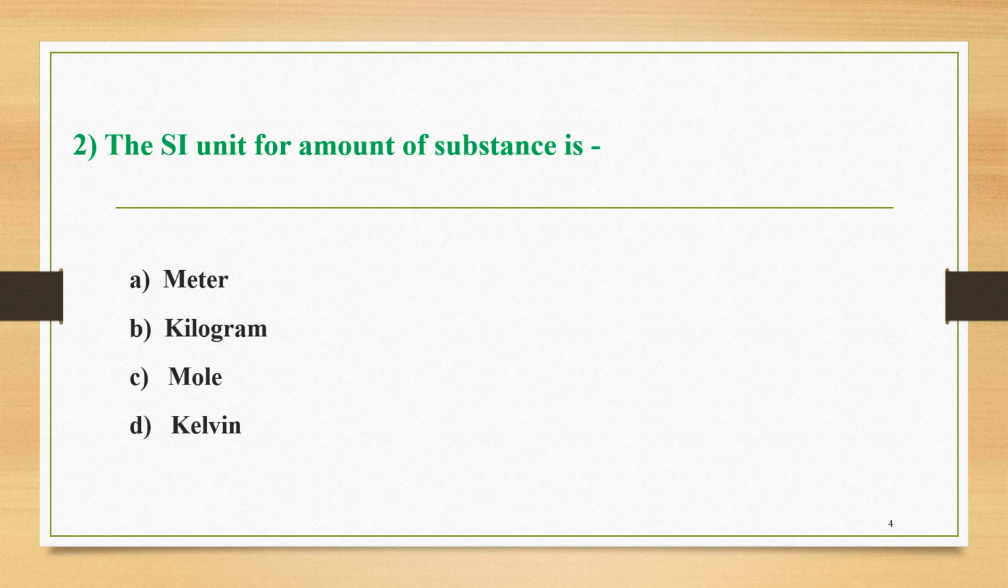The next question is question number 2. The SI unit for amount of substance is, and the four options are A is meter, B is kilogram, C is mole and D is Kelvin. The correct option among these four is option C, that is mole. So whenever we want to express the amount of a substance in the SI unit, we have to use the unit that is called the mole.